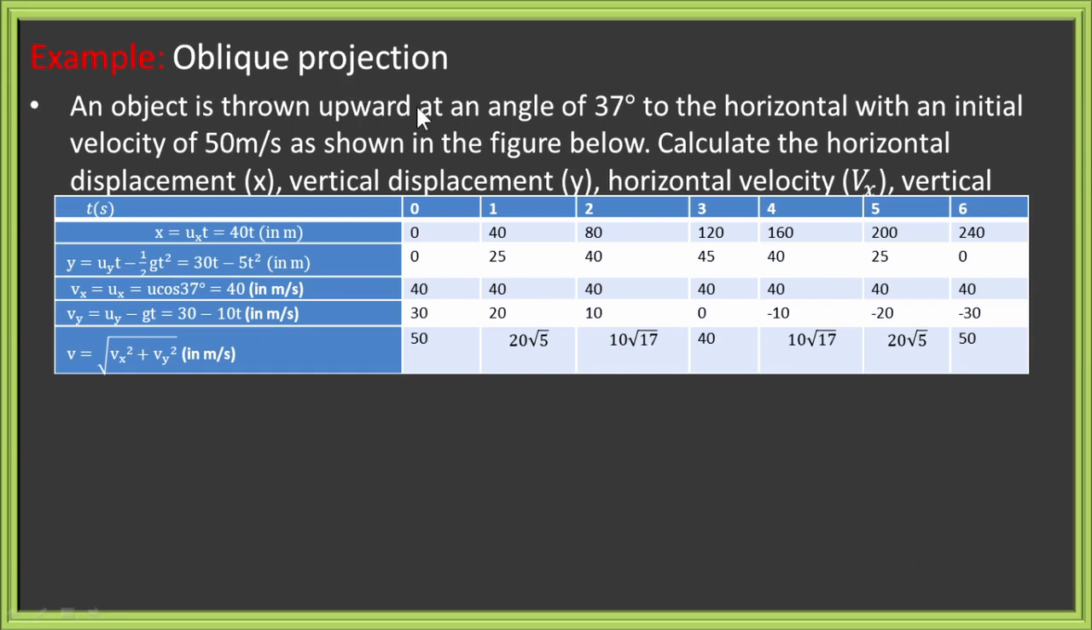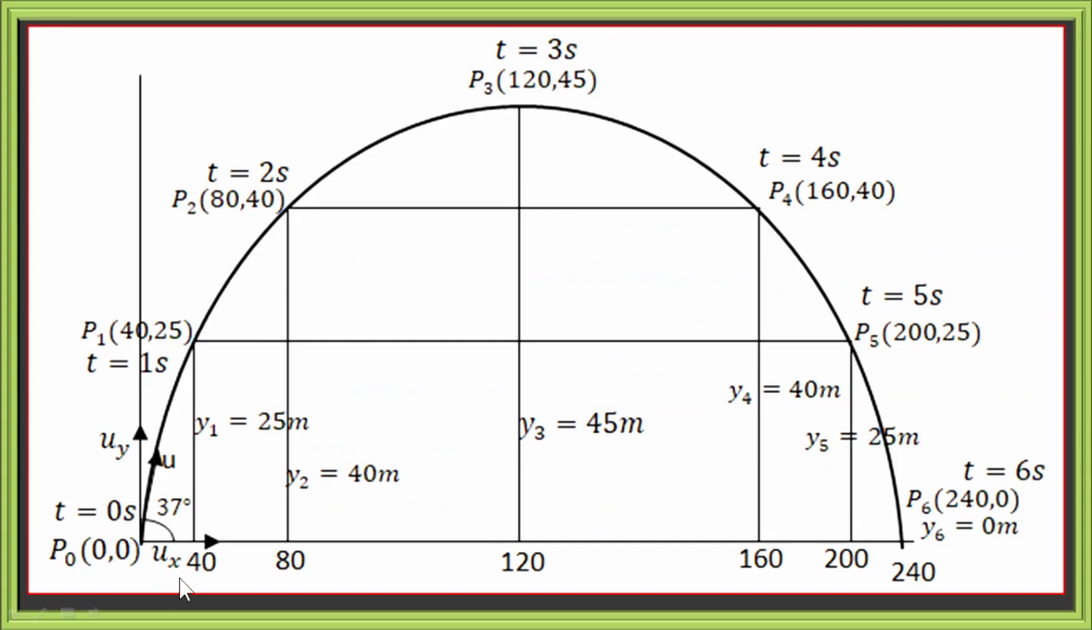An object is thrown upward at an angle of 37 degrees to the horizontal with an initial velocity of 50 meters per second as shown in the figure below. Calculate the horizontal displacement x, vertical displacement y, horizontal velocity vx, and vertical velocity vy. This is the figure. It is thrown at an angle of 37 degrees with the horizontal.